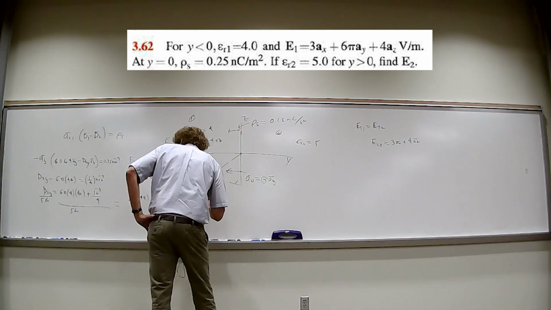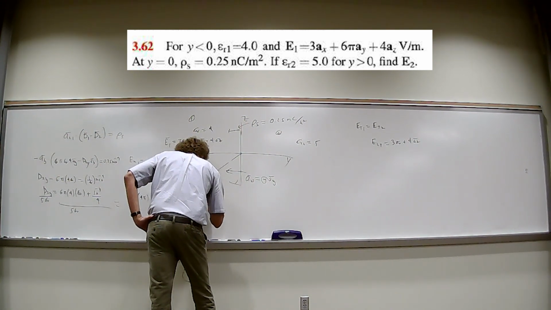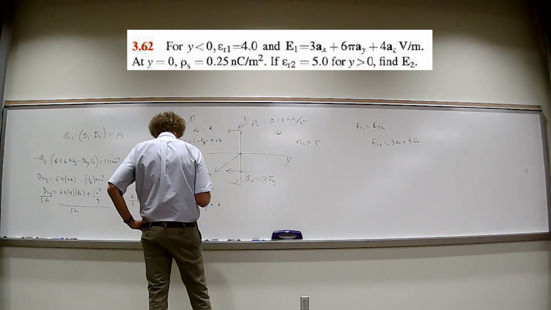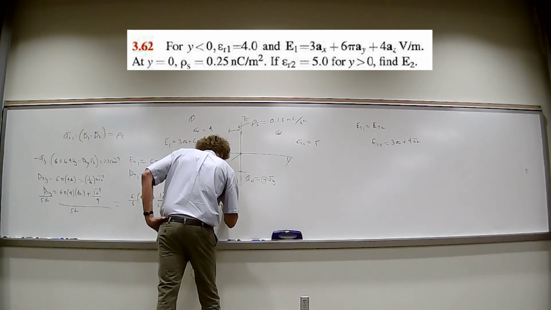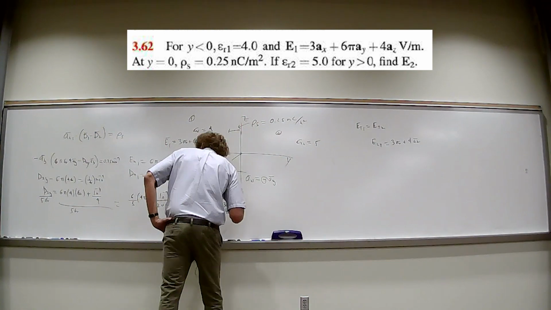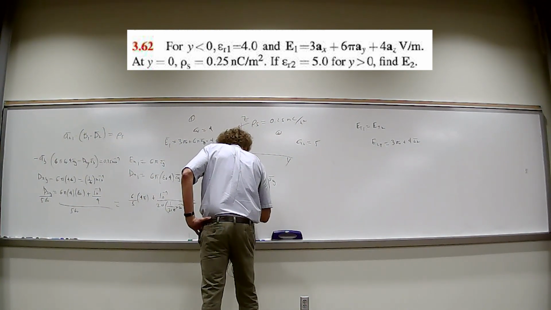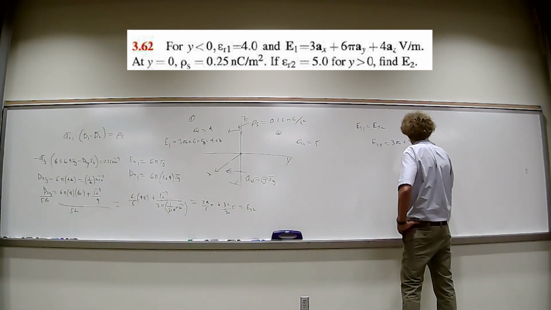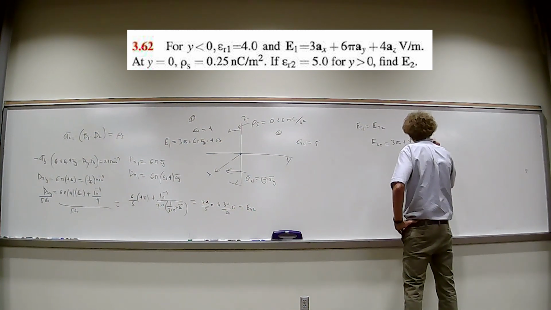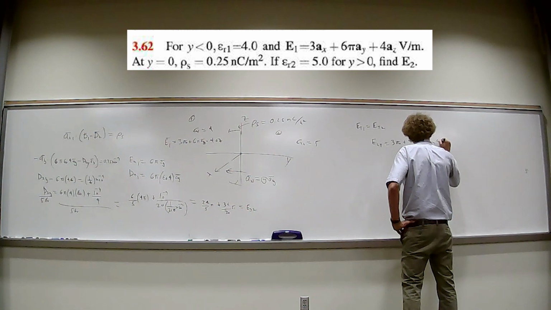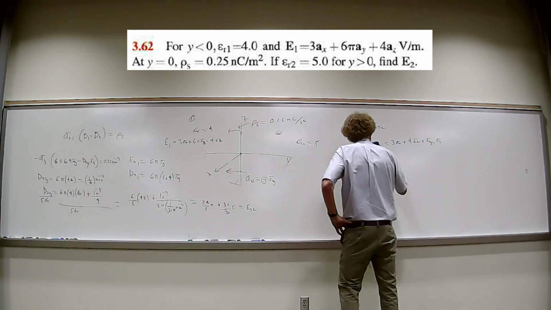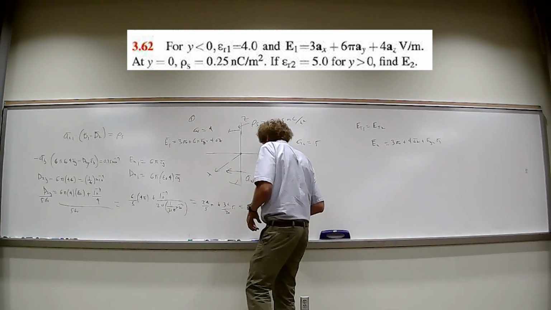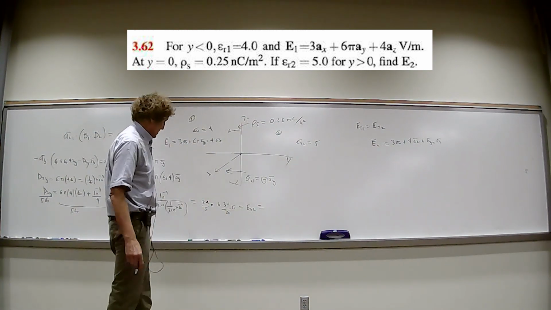And what does that give you? That's going to be 24 over 5 pi plus 36 over 20 pi. And that would be equal to EY in region 2. So the total field is going to be this plus whatever that is, EY2, AY. And that would be the total field there. What is this equal to, by the way? What is that?